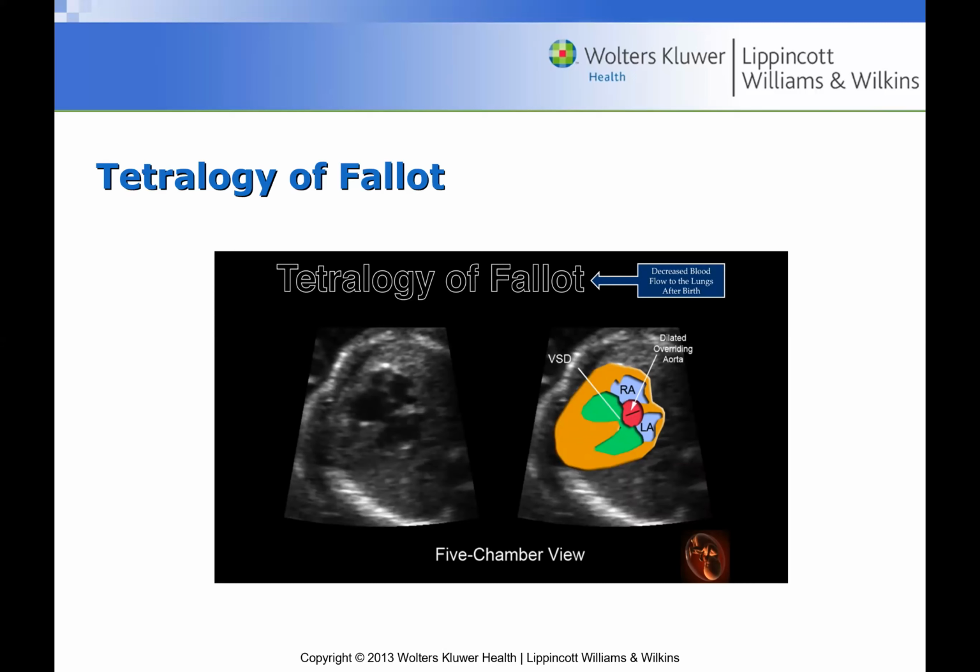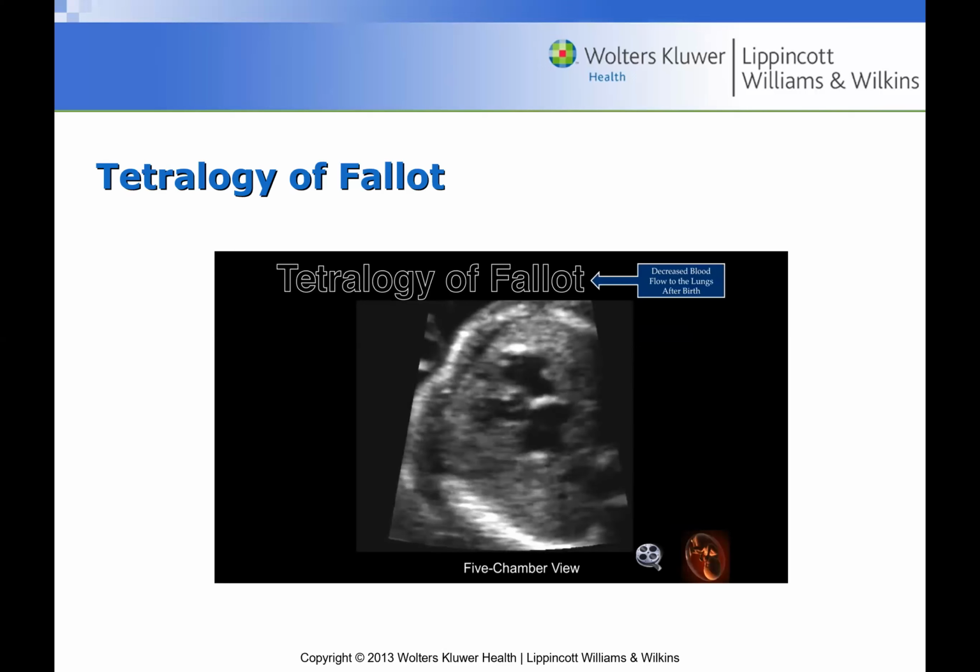This is the 5-chamber view that is obtained in the transverse plane just cephalad to the 4-chamber view. Notice that the dilated aorta overrides the ventricular septal defect. In the majority of fetuses with tetralogy of Fallot, one of the first clues that this defect is present is the detection of an enlarged aorta. This is a cine loop demonstrating the dilated aorta overriding the interventricular septum where the ventricular septal defect is located.